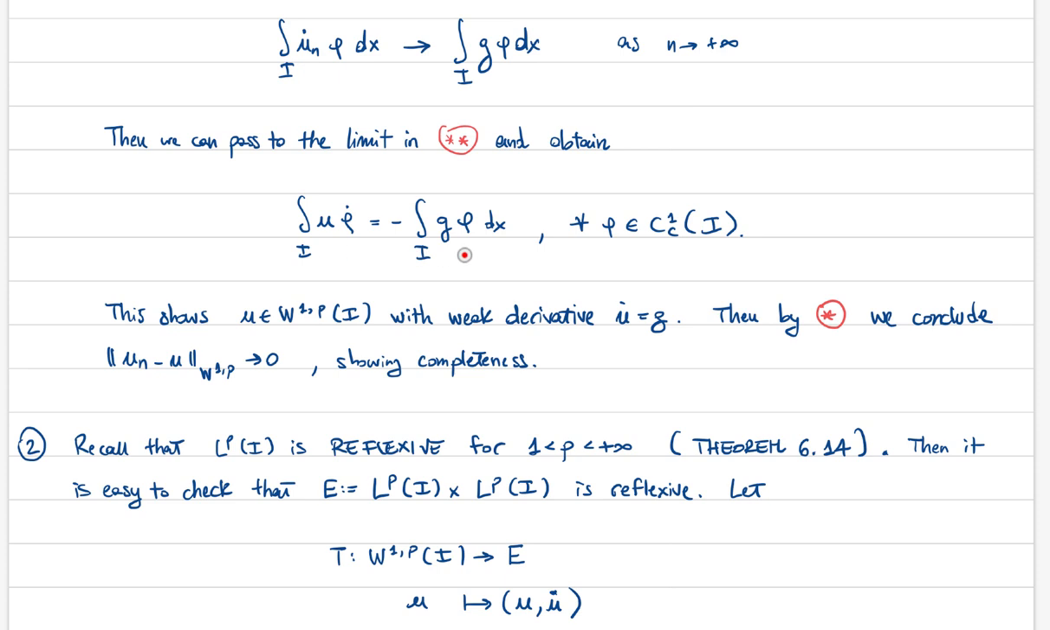Since we know that the weak derivative is unique, by the notation we established before, we have that U dot, so the weak derivative of U, is equal to G. And therefore, by star, we conclude strong convergence in W^{1,p}, which shows completeness.